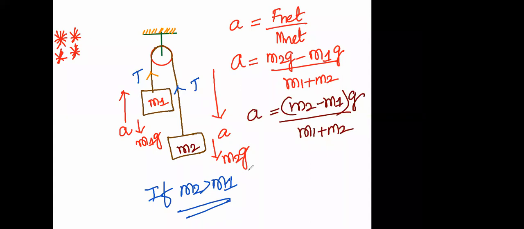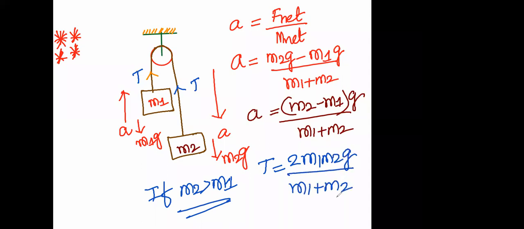If the first block mass is taken as M1 and the second block mass as M2, then the acceleration is A is equal to (M2 minus M1) G divided by (M1 plus M2). This is the shortcut formula. Then tension T is equal to 2 M1 M2 G divided by (M1 plus M2). This is the way to calculate it.